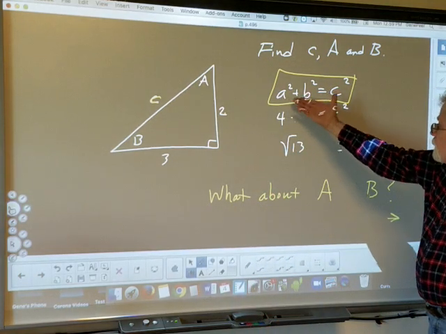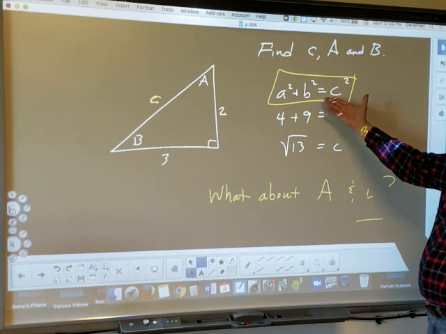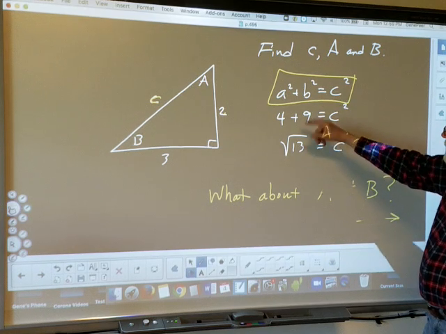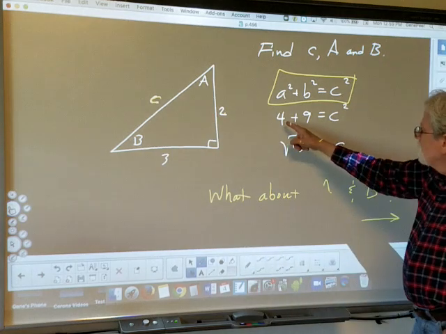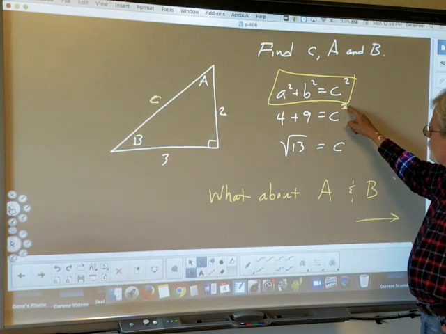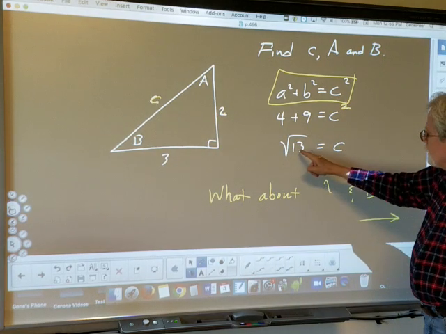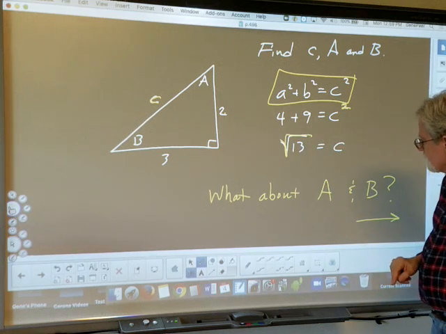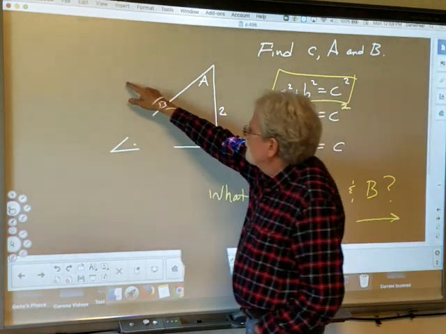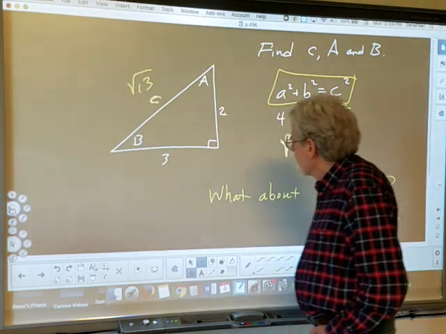A squared plus B squared equals C squared. Old friend from long ago, you probably learned that in middle school. 2 squared plus 3 squared equals C squared. 4 plus 9 equals C squared. 13 equals C squared, so C is the square root of 13. Done. C is the square root of 13.